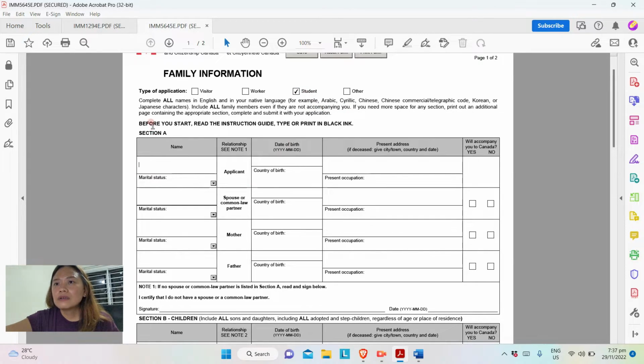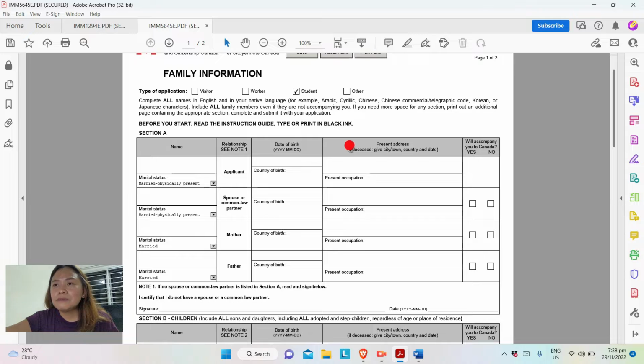Applicant, okay, write your name, your country of birth, present occupation, and none. Okay. Spouse or common law partner, write their name, marital status, married, physically present. Okay, like that. And your mother, what's the marital status? Married. Country of birth, present occupation. Father, and then marital status, country of birth, present occupation.